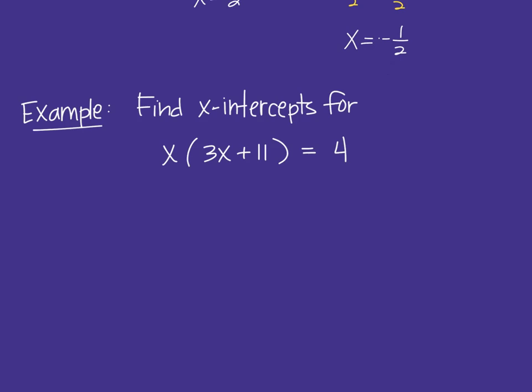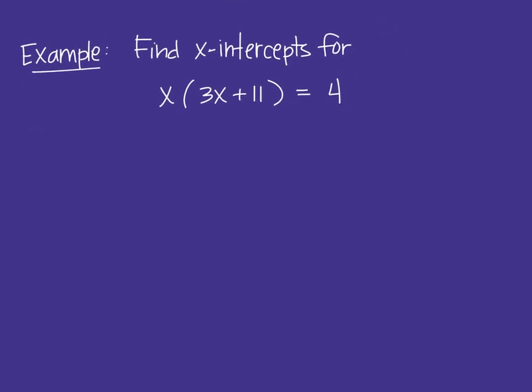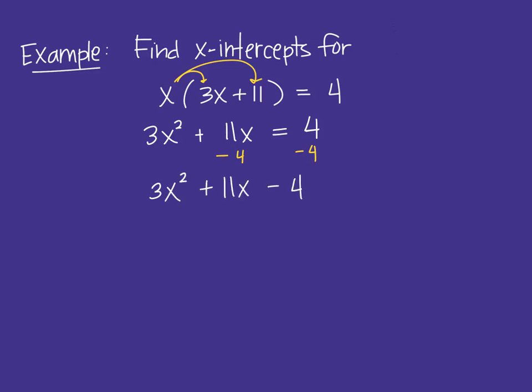Your job is to make it be equal to 0. The first step is to distribute so that you can get a little closer to being equal to 0. What am I going to distribute in this question? The x. So I'm going to take the x and distribute. That gives me 3x squared plus 11x equals 4. But I still need that equal to 0. So I'm going to subtract 4 from both sides. That will give me 3x squared plus 11x minus 4 being equal to 0. So the goal is always to get that equal to 0.